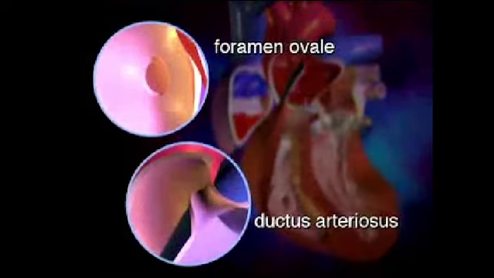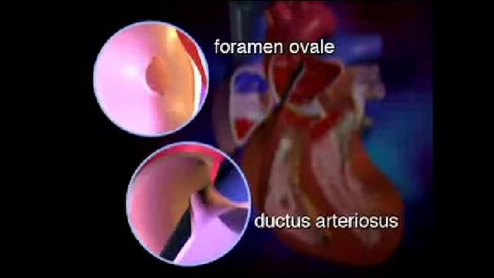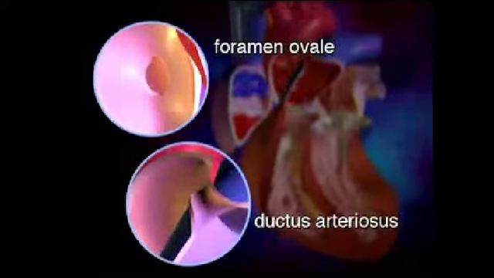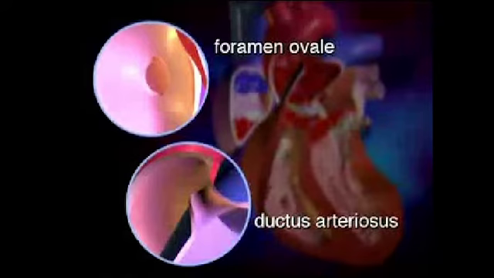The foramen ovale is a hole between the left and right atria. The ductus arteriosus is a blood vessel connecting the aorta and the trunk of the pulmonary artery.